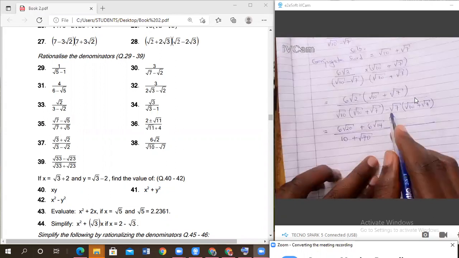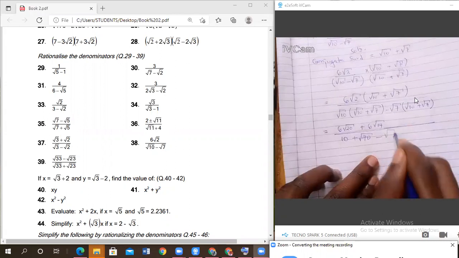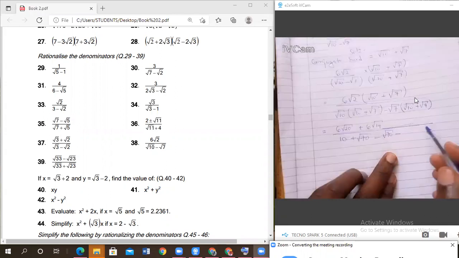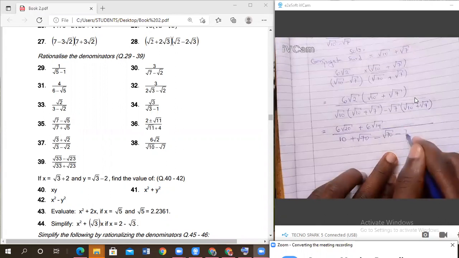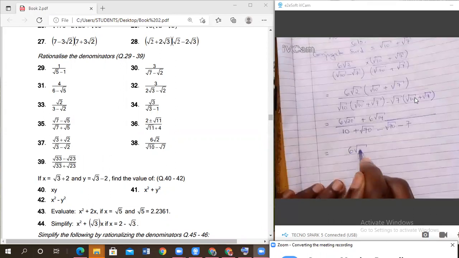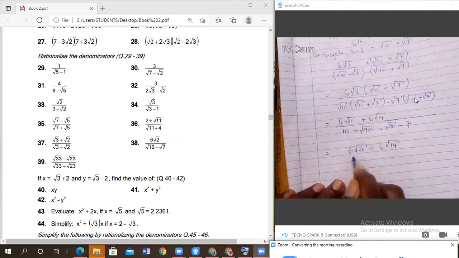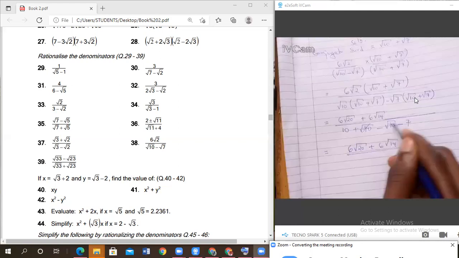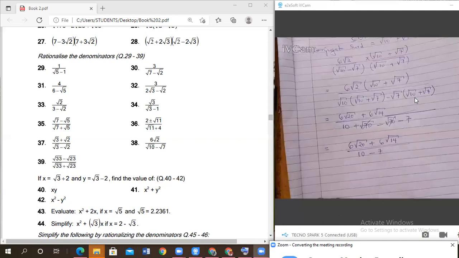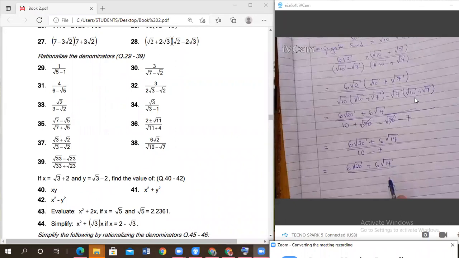Then minus root of 7. Negative times positive will give us minus. √7 times √7 is 7. So this one will give us 6√20 plus 6√14 over... You see the middle term here cancels. Then we remain with 10 minus 7. So we shall have 6√20 plus 6√14 divided by, this is what?